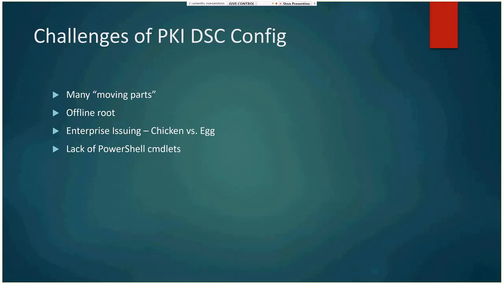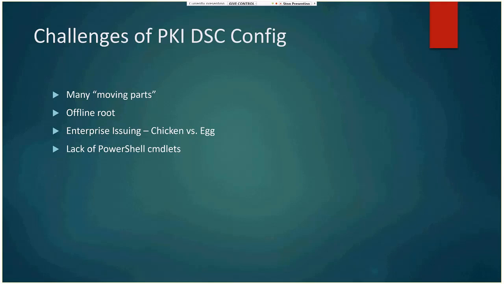And then lastly, because your offline root is offline, you need to publish your CDP, your CRL distribution point, and your AIA somewhere that is actually available and online to your clients. So in this case, I believe I'm doing it in an IIS website. You can publish it in LDAP. But you do need to have that somewhere where it is online.